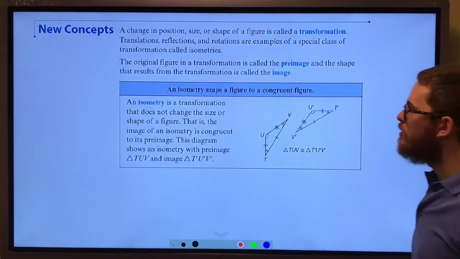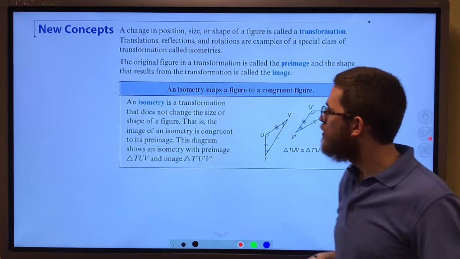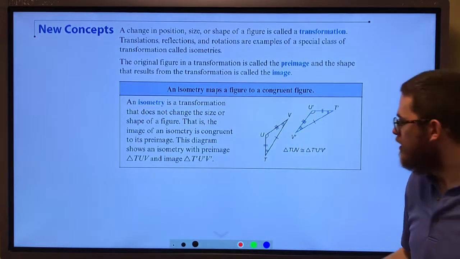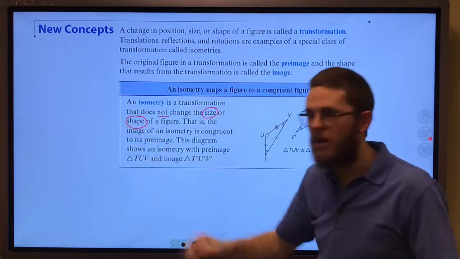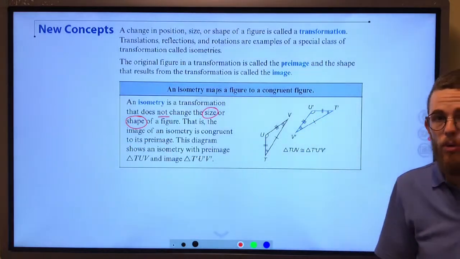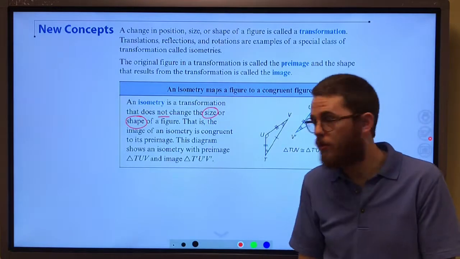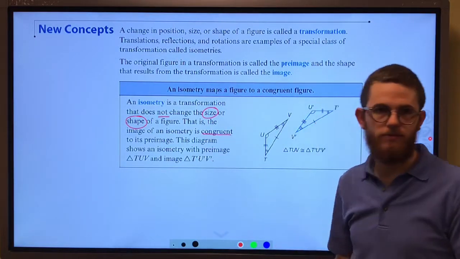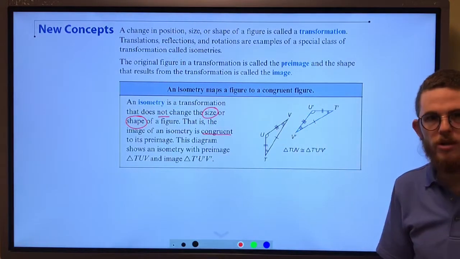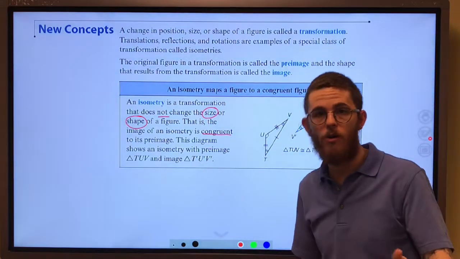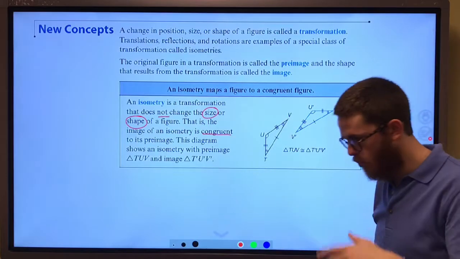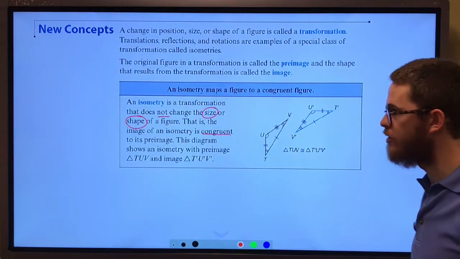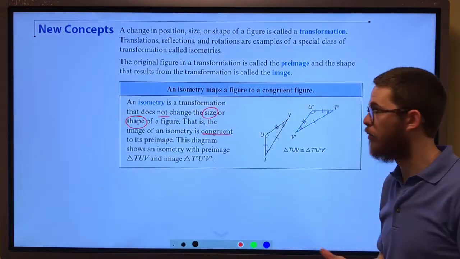All of these are what we consider isometries. An isometry is a transformation that does not change the size or shape of a figure. Now that is really important. Isometry preserves congruence. We're also going to call those rigid transformations. We're performing a transformation that preserves congruence.